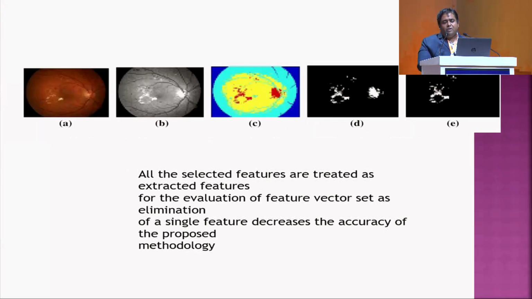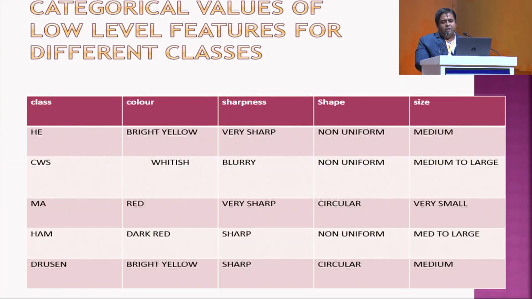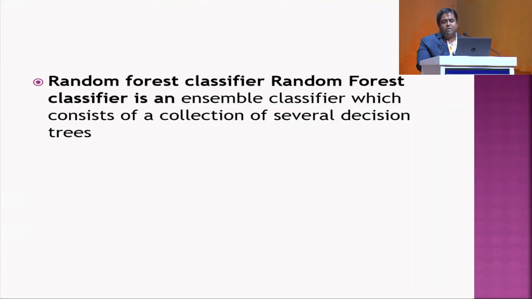So this is the first image, then the red-free images, and afterwards segmentation is also done, and the blood vessels tree and the optic disc elimination are done. So these are the categorical values for the low-level features for the different classes according to color, sharpness, shape, and size. The hemorrhage, CWS, microaneurysm, hemorrhage, and drusen are classified.